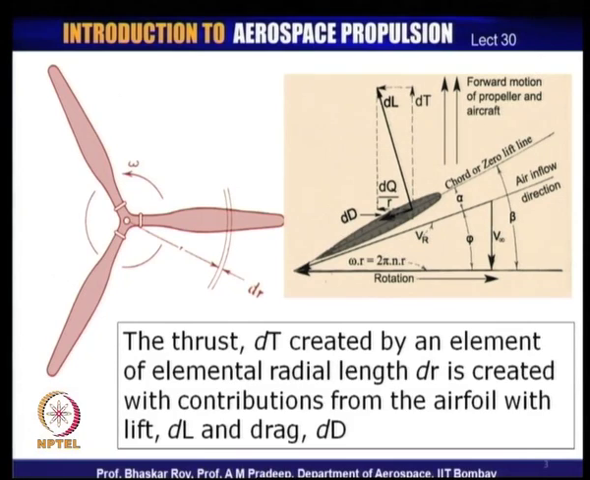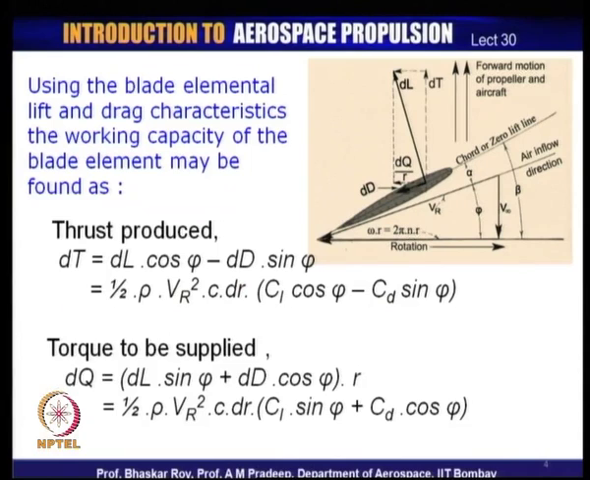So, this is how the thrust is elementally created by any particular element of a particular propeller, and all the elements put together then create the total thrust of a blade, which is in rotation. If you now look at this elemental lift and drag characteristics, which then create the working capacity of the propeller, we have a blade element which is in rotation, and in rotation it is doing work, and in the process of doing work it is actually creating thrust.